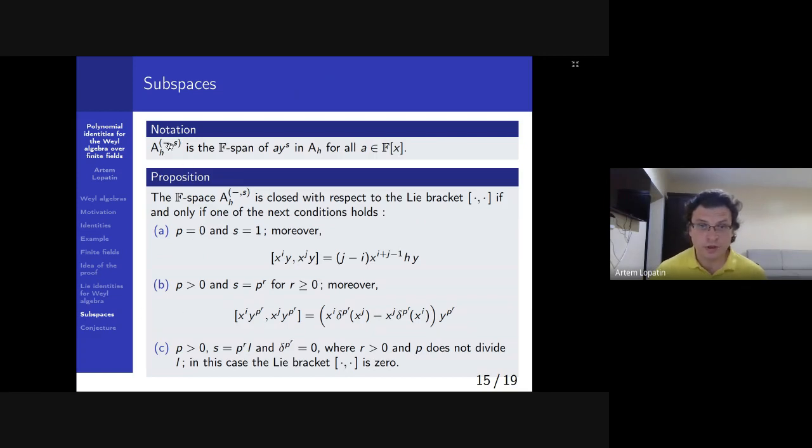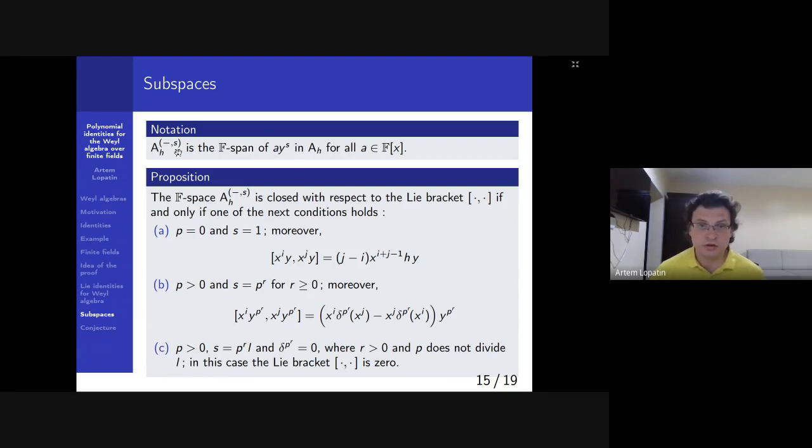Here, let me consider this notation. By this, I will denote the F-span of this polynomial in the parametric Weyl algebra. Here I mostly will assume that the ring B is just the field F, and so I'm not writing down B, but at some point I will do this, just once. So it's the F-span of polynomials of this kind.